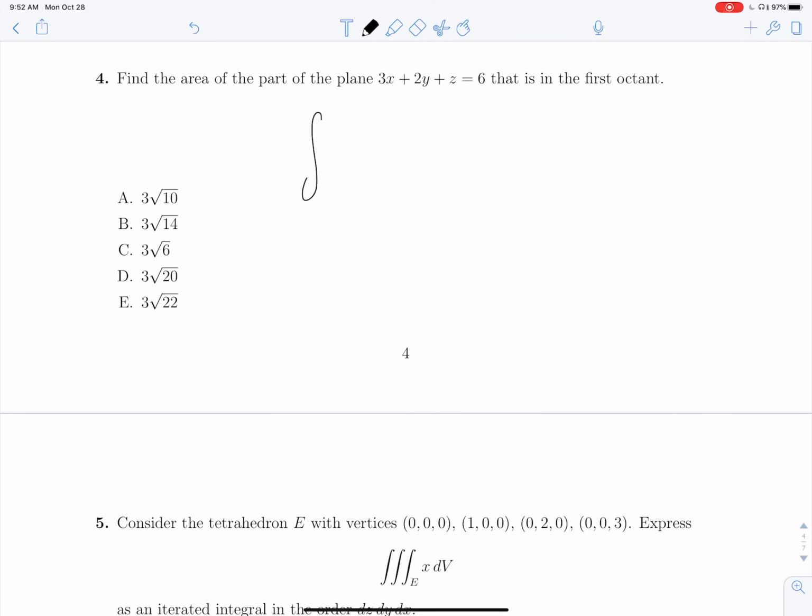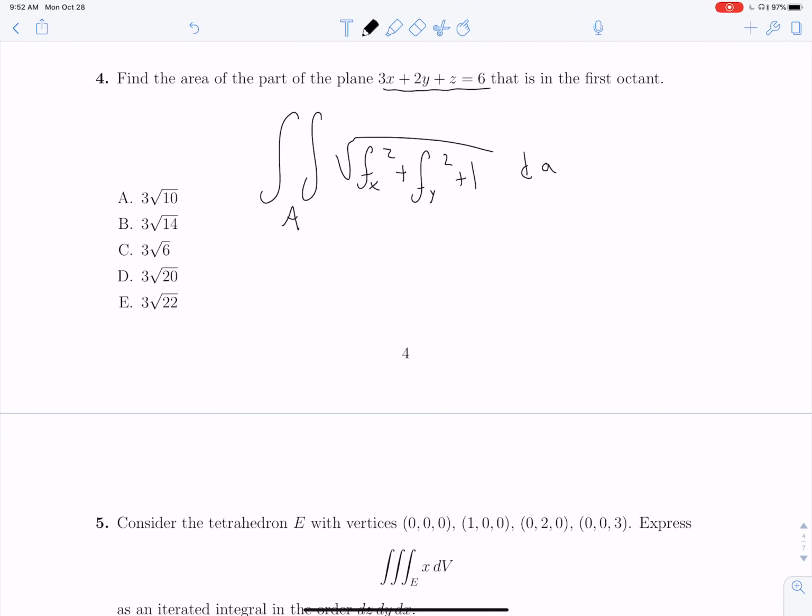So we know that to find surface area, we have to integrate over the 2D projection of this plane into the xy plane, and our integrand is going to be the square root of fx squared plus fy squared plus 1 dA.